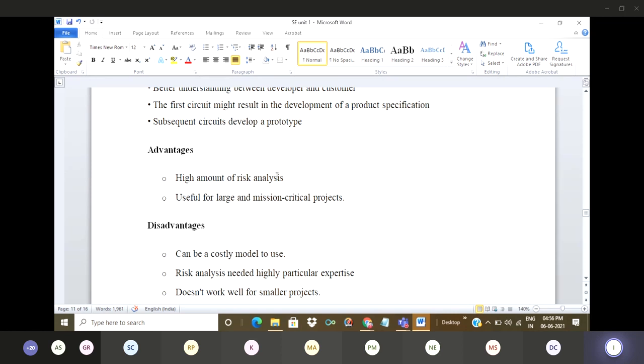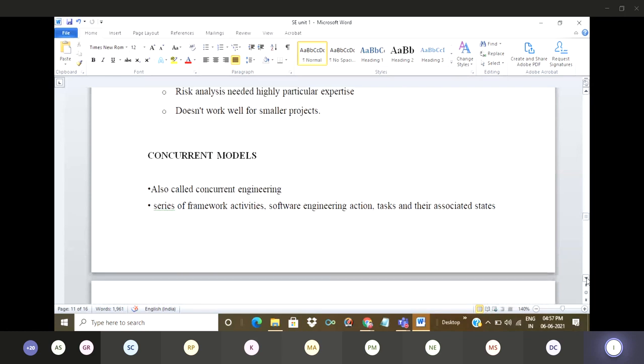It can be a costly model to use. To complete the project, risk analysis needs highly particular expertise, so risk can be analyzed only by experts, not fresh candidates. It doesn't work well for smaller projects, because it works only for larger projects. These are the disadvantages of using the spiral model.